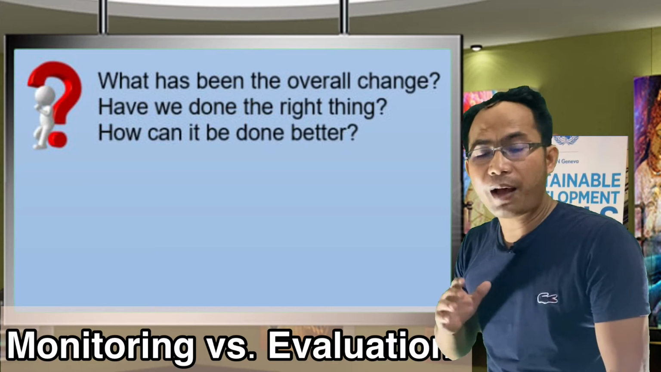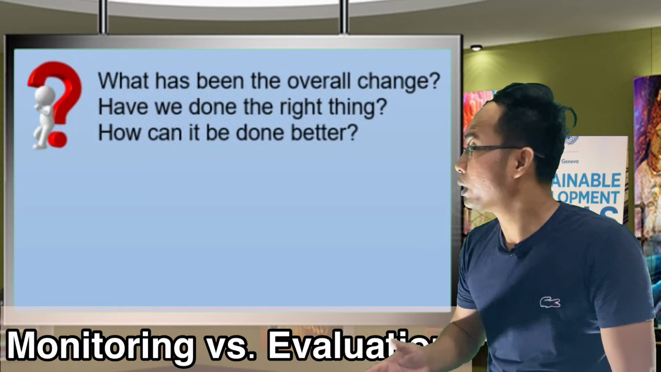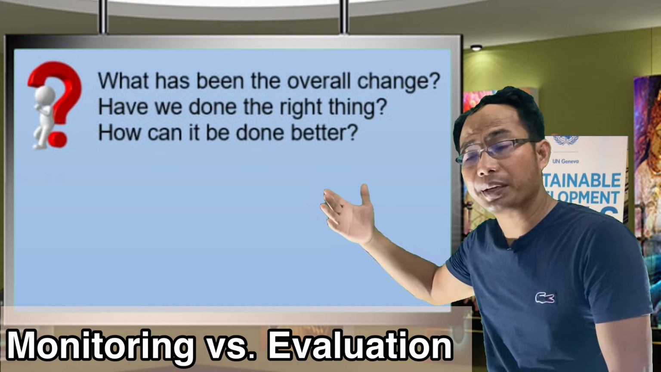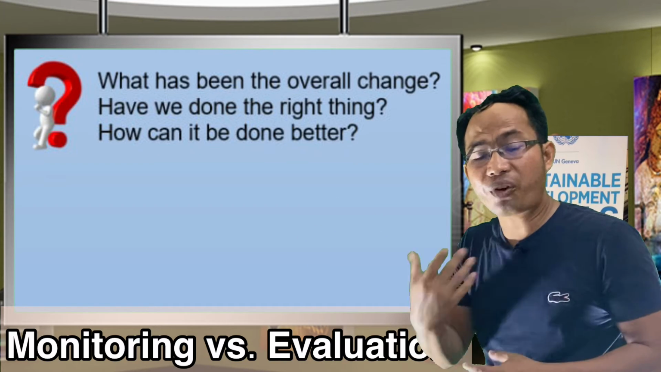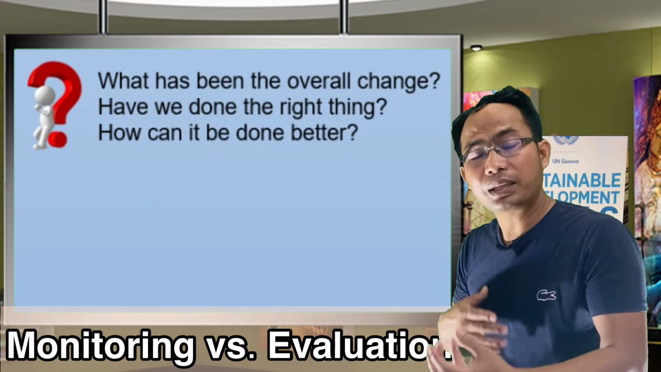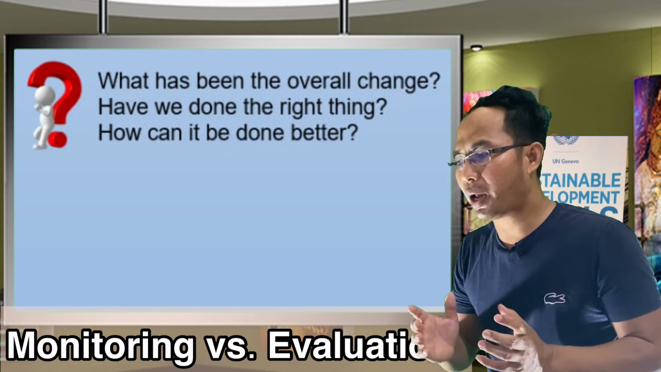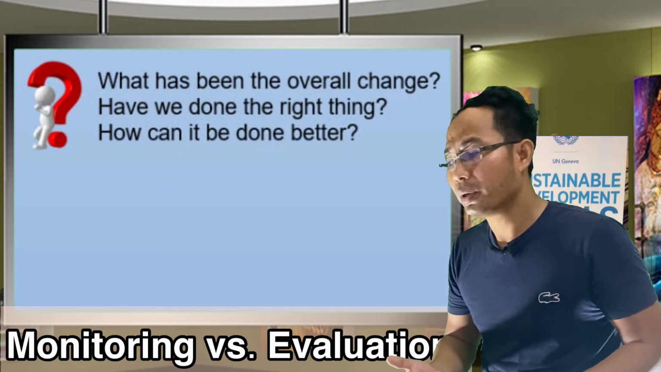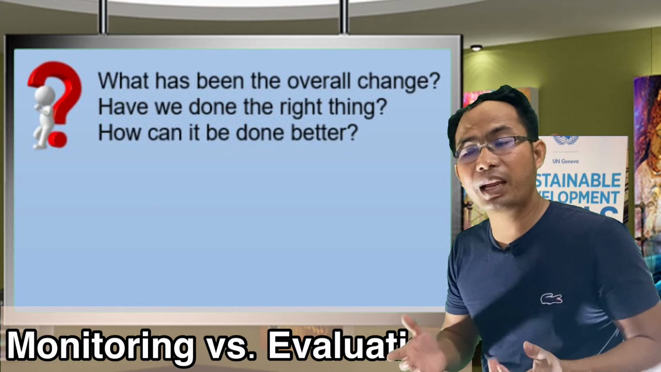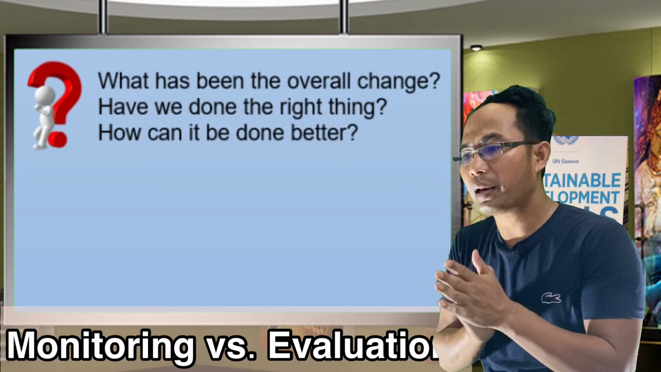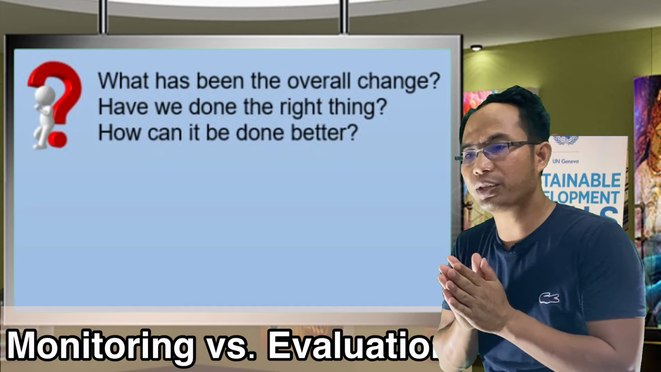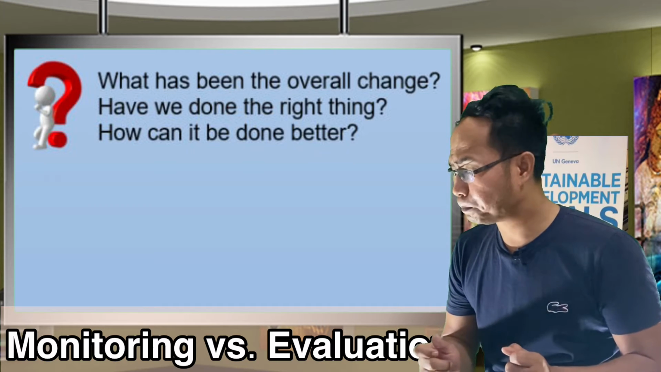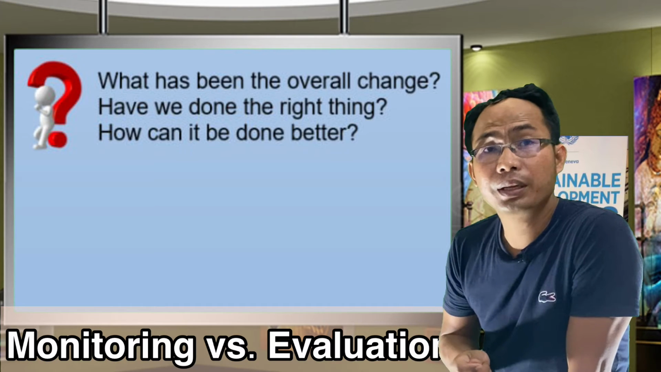Second question, have we done the right thing? So we look at the overall project: are we doing the right thing? Are we on the right track? That's the kind of question this is. So what does it mean by doing the right things? It means that mainly we would like to look at whether our intervention is the right intervention.